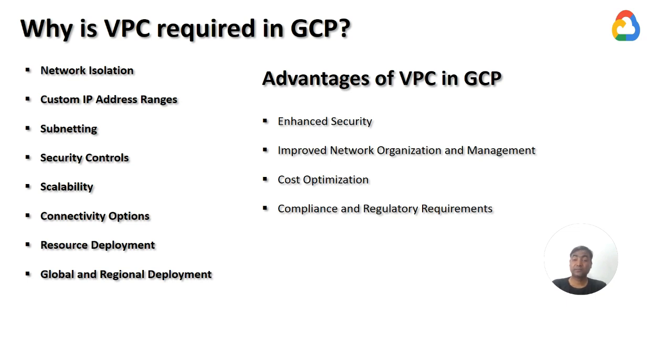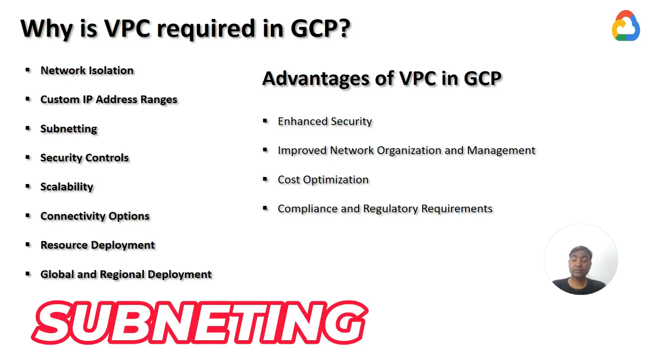Guys, VPC provides a way to logically isolate resources within the cloud. Each VPC operates as a private space, allowing users to create a segregated network environment for their applications and services. GCP allows users to define custom IP address ranges for their VPC. This flexibility enables organizations to choose IP ranges that align with their internal networking convention and avoid conflicts with other networks.